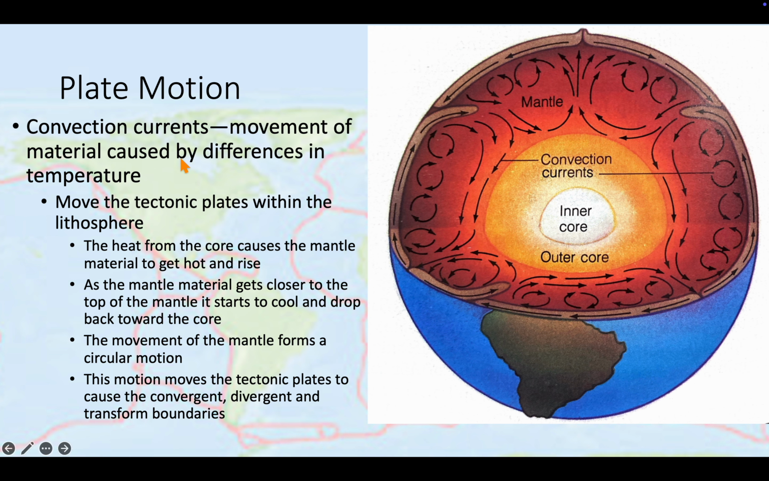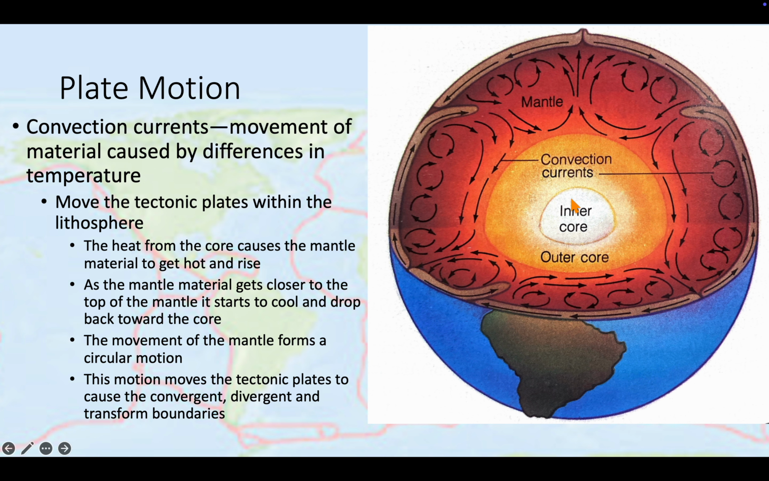Convection currents are the movement of material caused by differences in temperature. So we talked about this last unit where heat rises. So we're going to have hotter areas of the core that are going to heat up the mantle. It's going to rise in some areas, it'll cool, and then it's going to fall back down and continue cycling. And you'll notice we have lots of different convection currents going on here.